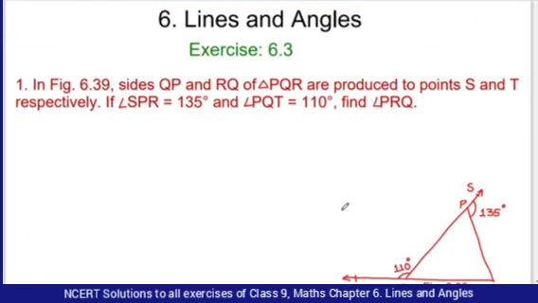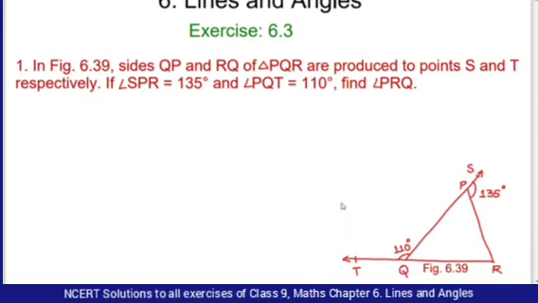Exercise 6.3, first question. In figure 6.39, sides QP and RQ of triangle PQR are produced to points S and T respectively. If angle SPR is equal to 135 degrees and angle PQT is equal to 110 degrees, find angle PRQ. Solution.